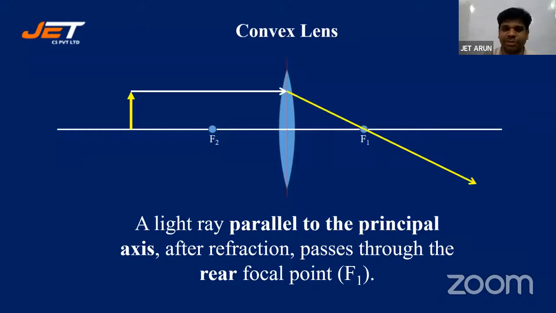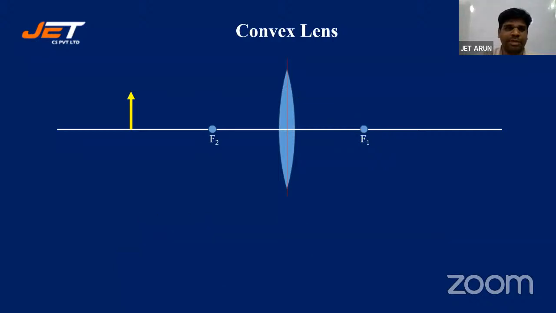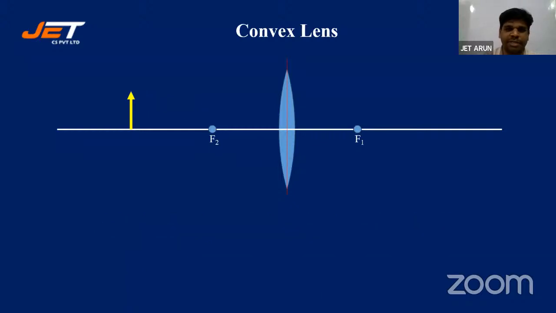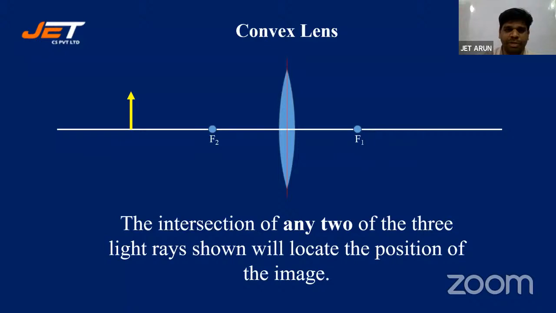Here is how the refracted ray goes through F1, students. All right, let's look at the next situation. A ray passing through F2 will emerge parallel to the principal axis. From the front focal point, if a ray passes through the front focal point, it will emerge parallel to the principal axis this way. Yellow ray is the refracted ray, white ray is the incident ray. Now, from the intersection of any two of these three rays, we can locate the position of the image. We can trace the image using any two of these three rays.